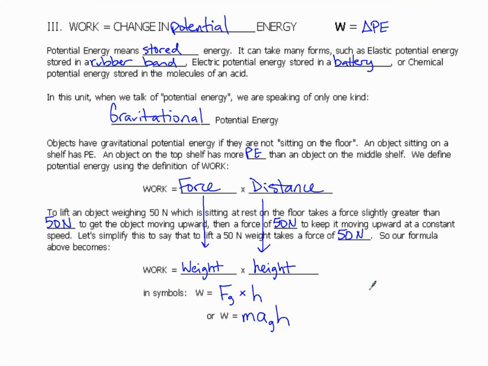And so potential energy is mass times the acceleration of gravity times height, which a lot of times we will abbreviate as M times G. Potential energy is mgh.